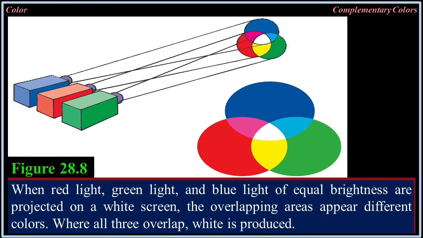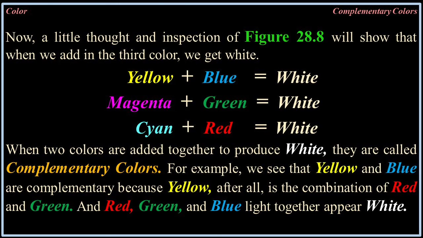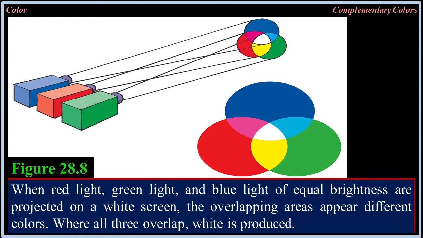Now, a little thought and inspection of figure 28.8 will show that when we add in the third color, we get white. Yellow plus blue equals white. Magenta plus green equals white. Cyan plus red equals white. When two colors are added together to produce white, they are called complementary colors. For example, we see that yellow and blue are complementary because yellow, after all, is a combination of red and green. And red, green, and blue light together appear white.